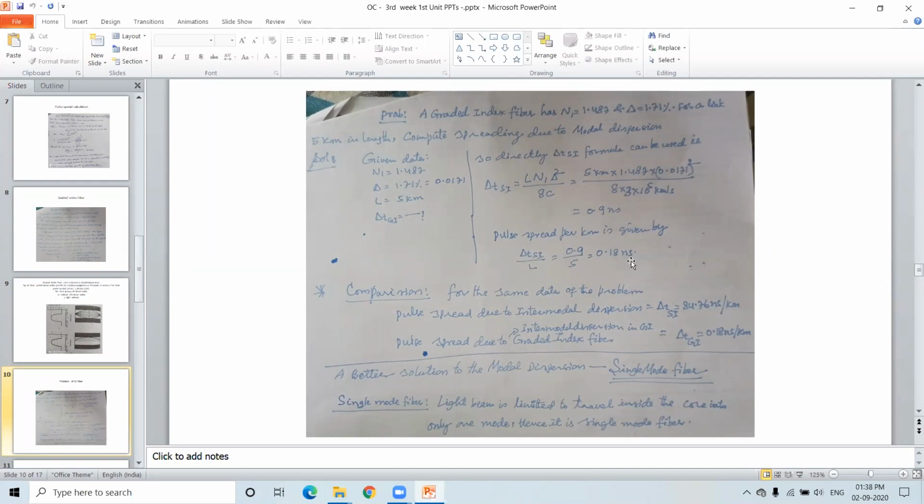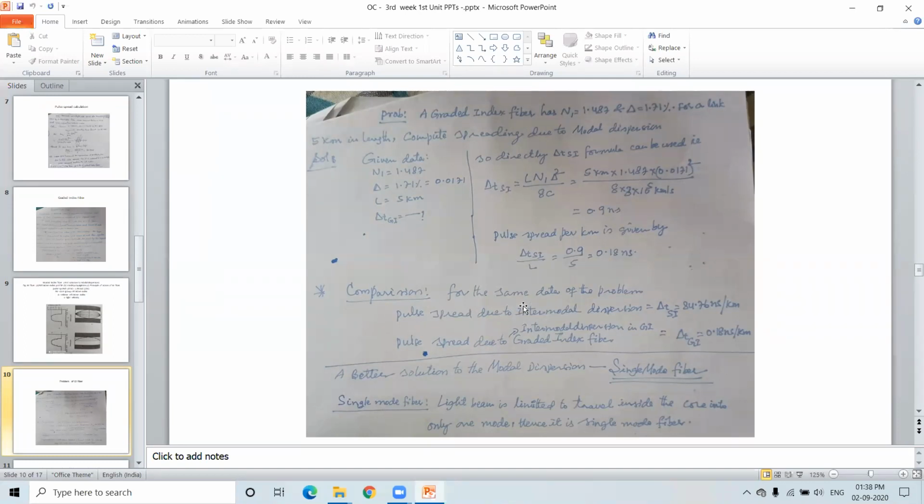As I said there, as the pulse spread is more, the bit rate is decreasing. So in this, the pulse spread is less, so the bit rate is going to be increased in case of the graded index optical fiber. Therefore, finally, if we use the graded index optical fiber, as the pulse spread is less, we can have more bit rate compared to the step index optical fiber. This is the comparison.